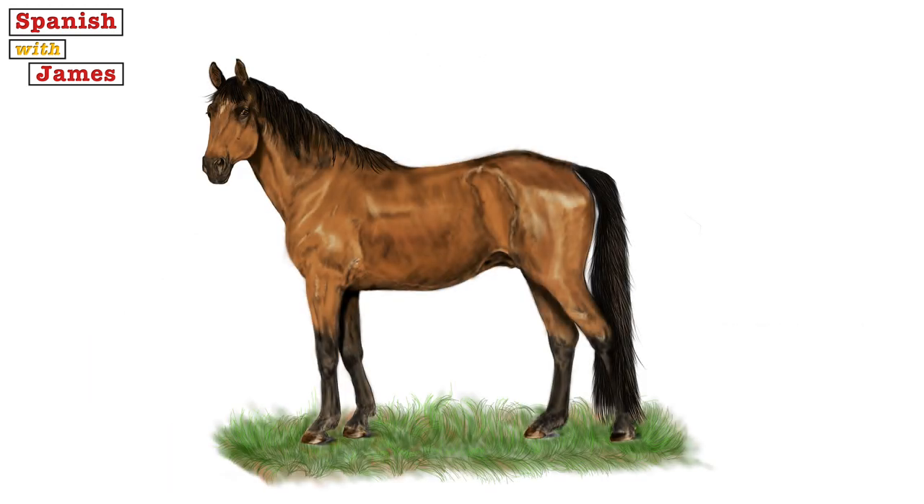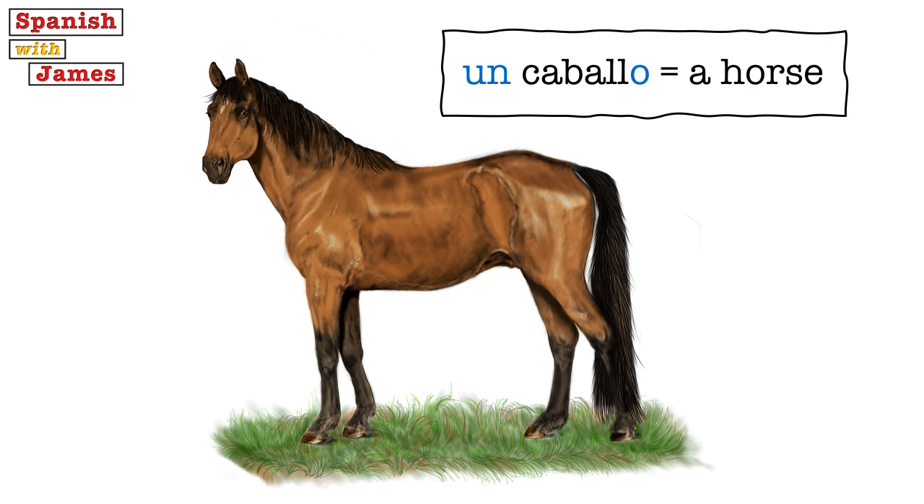A horse en español se llama un caballo. Un caballo, a horse. The way the double L is pronounced varies a bit across the Spanish-speaking world. For example, in most of mainland Spain it's a y, so caballo. In parts of South America it's a j, caballo. And in Buenos Aires in Argentina or in parts of Uruguay it's a sh, caballo. So you can choose the way you want to pronounce it depending on who you want to speak Spanish to in the future.